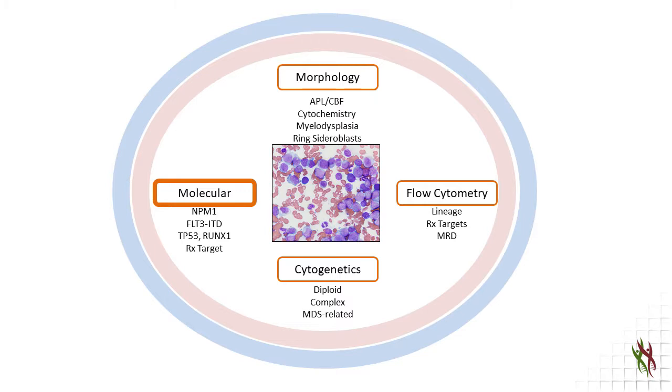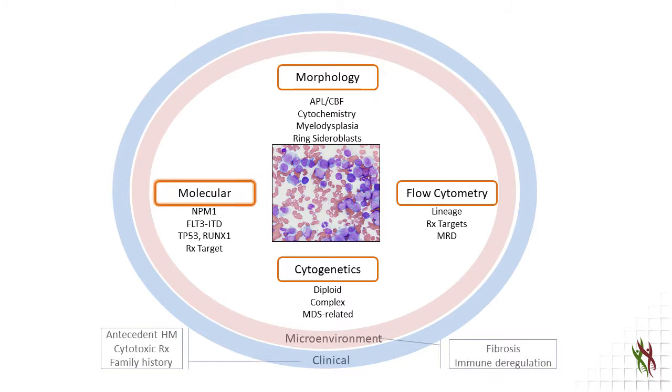As we look at AML as hematopathologists, we also assess the disease within the appropriate context of the bone marrow microenvironment. We typically assess for reticulin fibrosis and for other features that could raise the possibility of immune deregulation, potentially contributing to a diagnosis of AML.